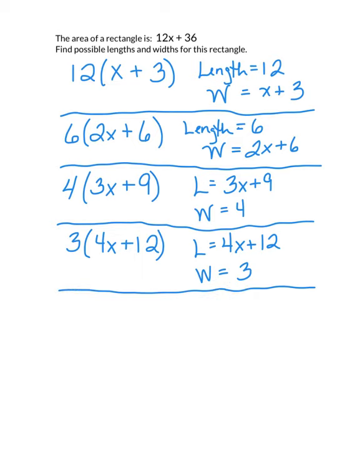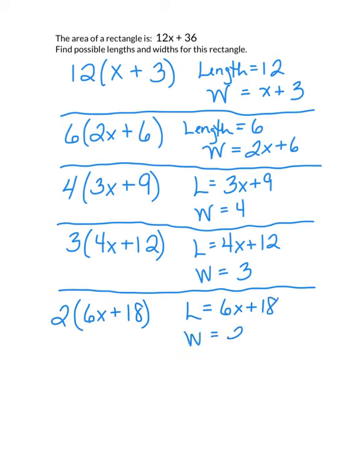I'm also noticing there's another number that I've left out here. I know they could both be divided by 12, by 6, by 4, by 3. Yep, you guessed it. They could also be divisible by 2. So if I put a 2 out front, 2 times what is 12x? 6x. Plus 2 times what is 36? 18. So my length could be 6x plus 18, and my width could be 2.